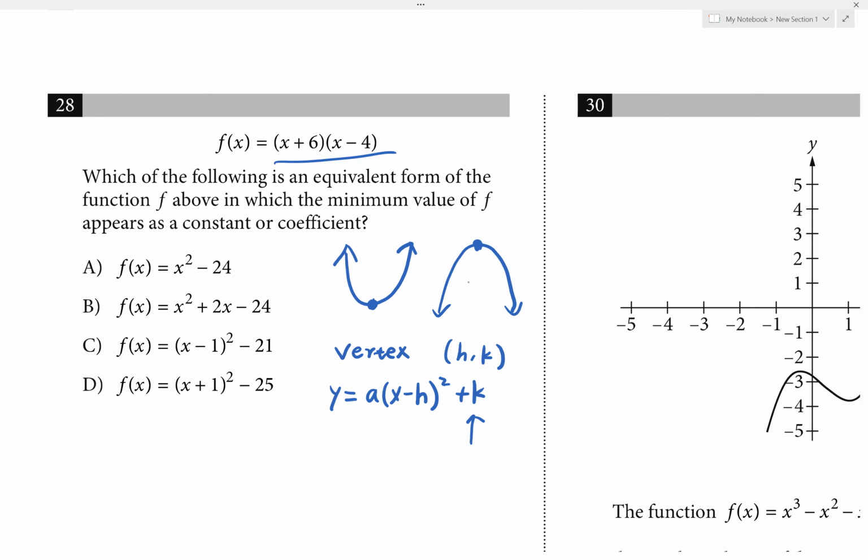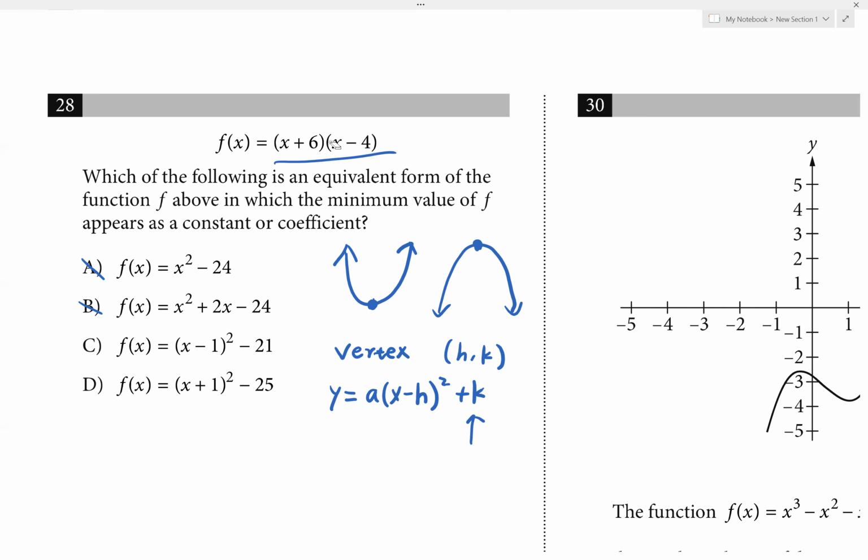All right, so look at the answer choices. We know they're looking for the vertex as a constant. It's not going to be A or B, because A or B is not in the correct form, so we don't have the vertex as a constant. B is in the standard form, so for B, the -24 is the y-intercept of the graph. If they asked which one gives us a y-intercept as a constant, then that would be B. But for this one, we're looking for a vertex. So the one in the correct form should be either C or D. But which one is correct?